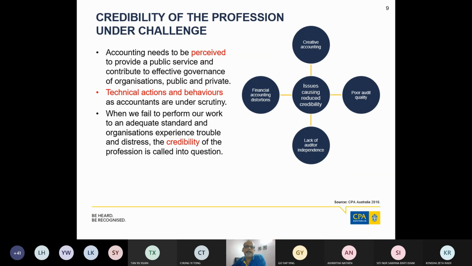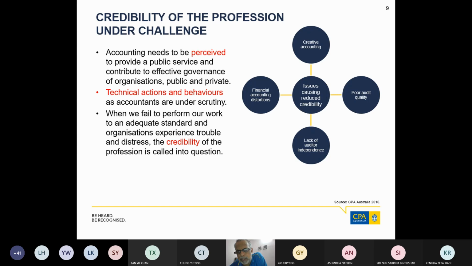Now, over the long term, if this keeps on happening, there might come a time, I don't know when, when the public says, enough is enough, I'll just buy the software and do this myself. Now there is a lot of software already, artificial intelligence, blockchain, you name it. So we don't need to go to this audit firm or accounting firm. They just don't do their work properly. Creative accounting, poor quality audit.